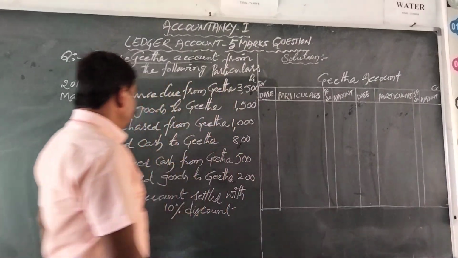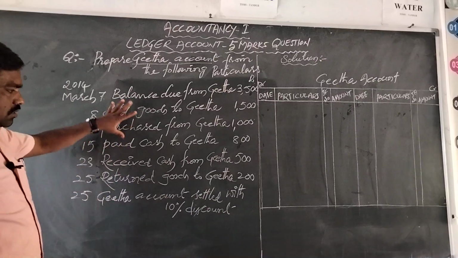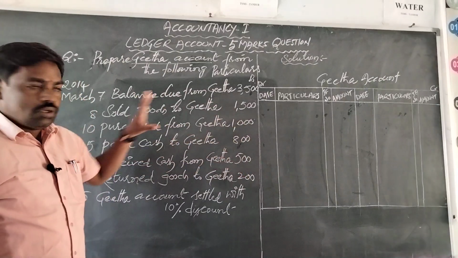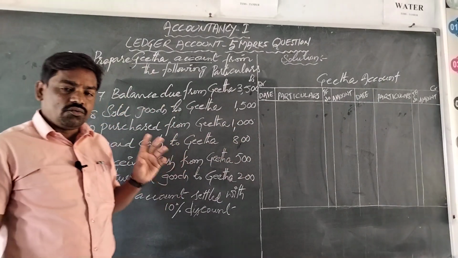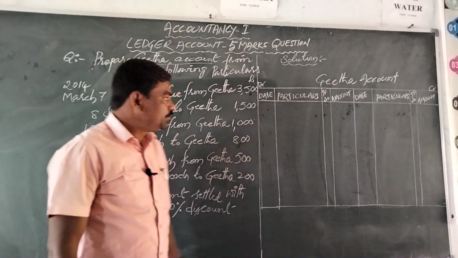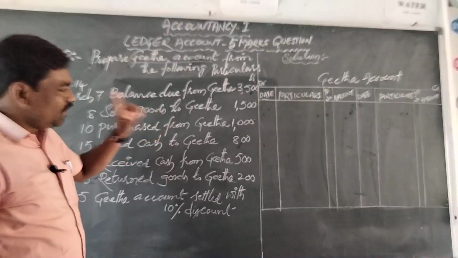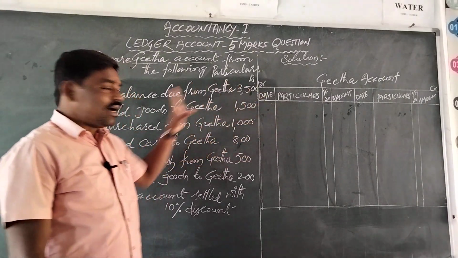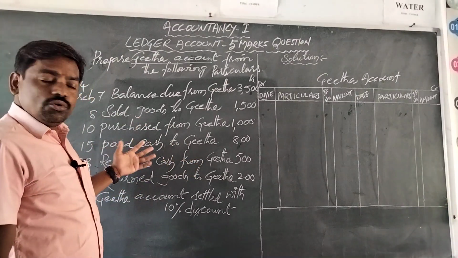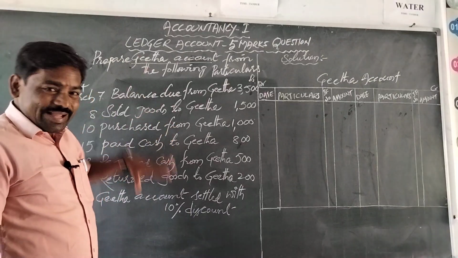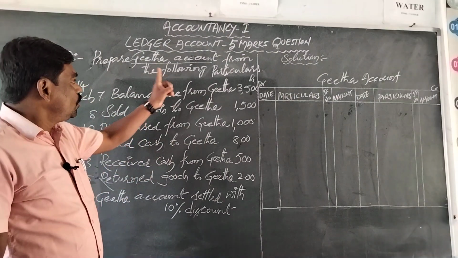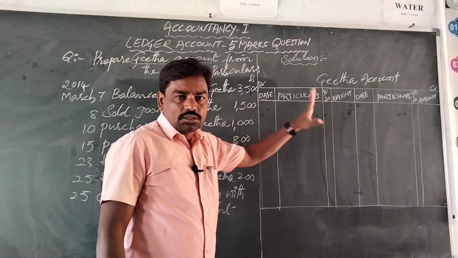Okay, students. Now see the transactions. Some transactions are given. For these transactions, we think of the journal entries in our mind, and post the information in the Geeta account. Here we are asked to prepare only Geeta account, not other accounts. Of course, from the practice point of view, you may prepare other accounts also, but in the annual examination, you will be asked to prepare only one account. So in this problem, you are asked to prepare Geeta account, right?